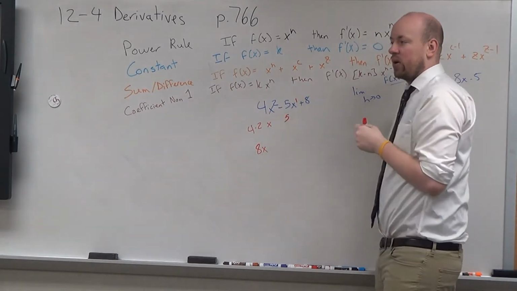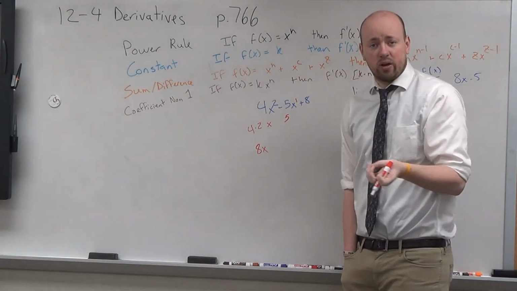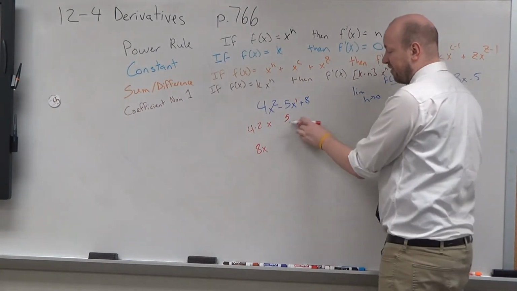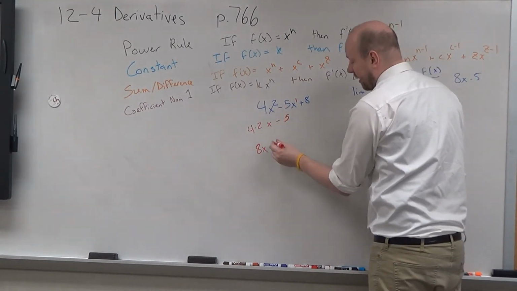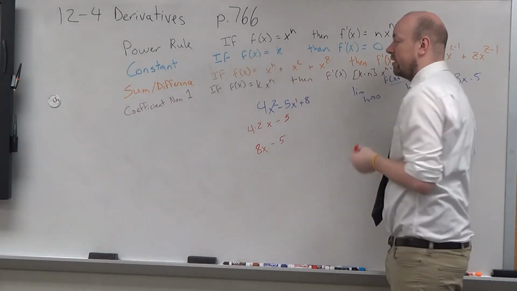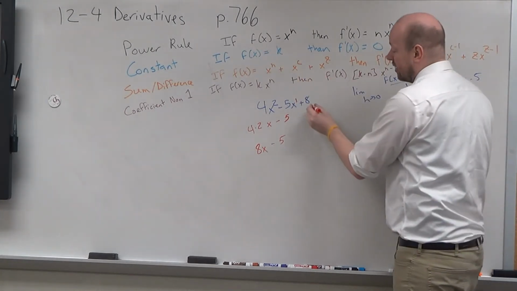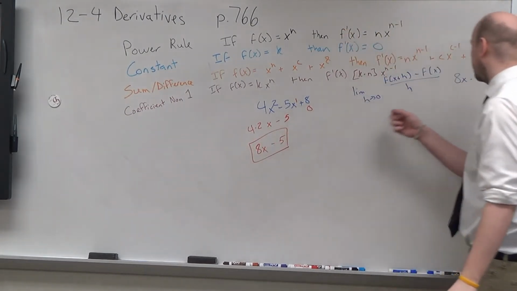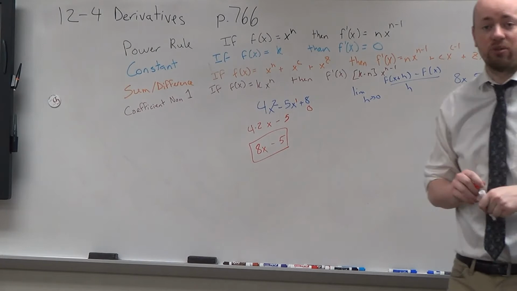Now what's x to the power of 0? Well, what's anything to the power of 0? It's just 1. So I just get 5, and of course it's a minus, so I get minus 5. And then 8 is a constant, so its derivative is always going to be 0. So my derivative is 8x minus 5, which is exactly what we showed with all that algebra.